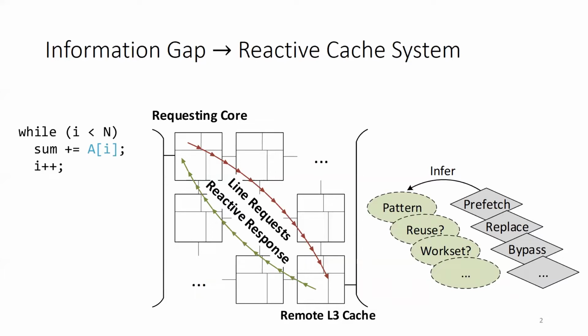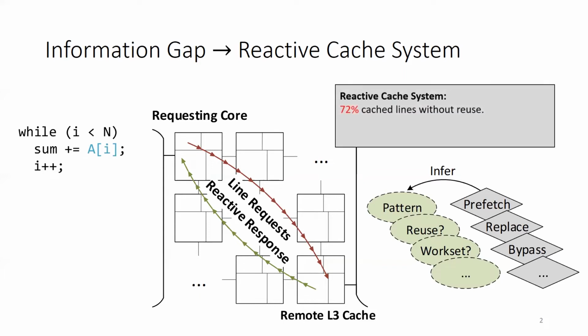However, even for well-structured multi-threaded programs, such a reactive cache system is far from optimal. Over the 12 multi-threaded data processing workloads we studied, 72% of cache lines evicted from the private L2 cache have no reuse, which not only causes thrashing in the private cache, but also introduces up to 30% extra network traffic for request and coherence messages.